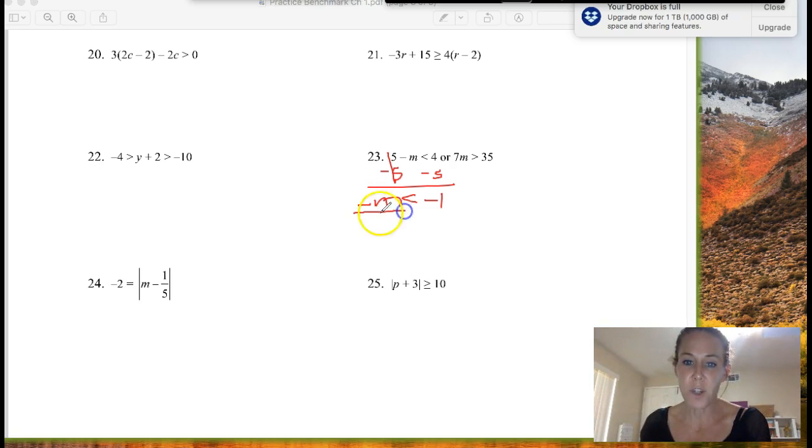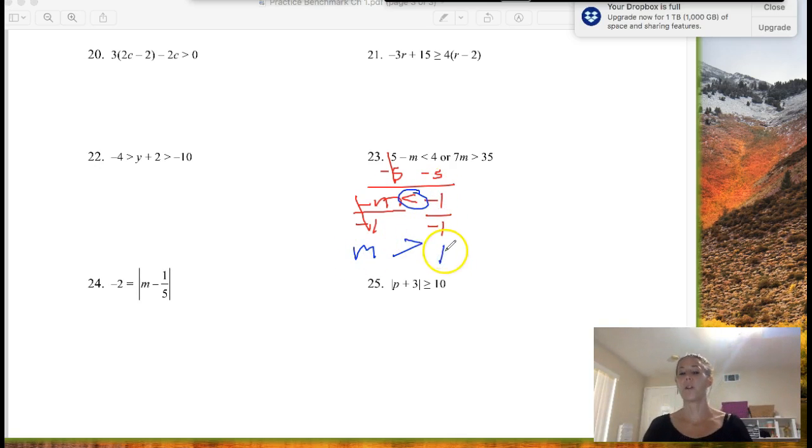Now careful, this should be a red flag. I'm dividing both sides by a negative. Okay, that eliminates that. And when I do that, I immediately should flip this sign. I divide by a negative, I have to flip the sign. I come up with m is greater than, a negative divided by a negative is a positive. M is greater than 1.